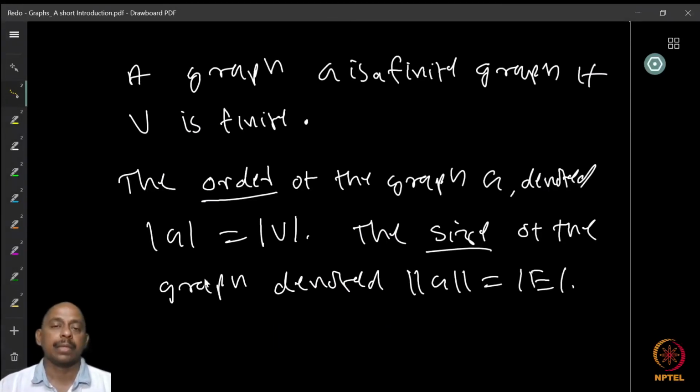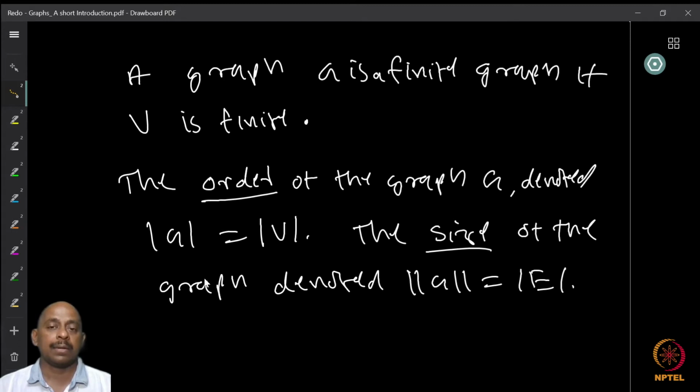Now, a graph G is said to be finite if the vertex set and edge set are finite. Since we are looking at simple graphs, once the vertex set is finite, we will also have the edge set finite. So for our purposes, a graph is finite if the vertex set V is finite. Now the cardinality of the vertex set is called the order of the graph, which is the number of vertices in the graph.